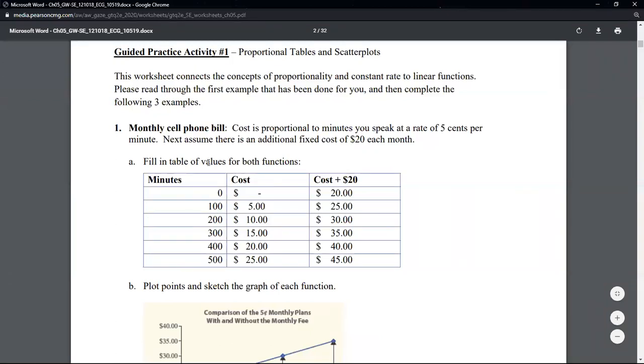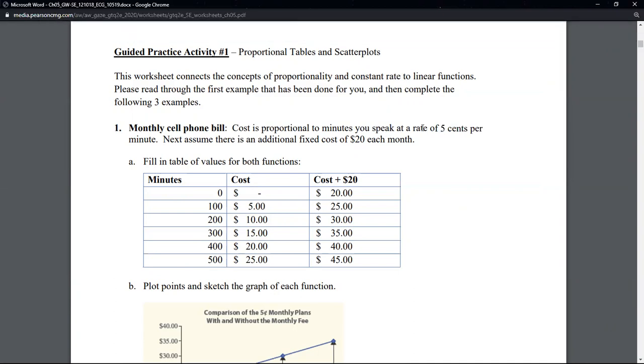So what we're going to do here is we're going to take one of the 2 scenarios we just dealt with, specifically the 5 cents per minute plan. But we're going to make this a little more realistic. Because with a real cell phone plan, I think that most of us know, you don't just pay a per minute or per text message rate.